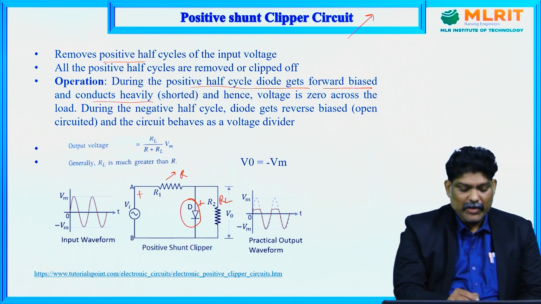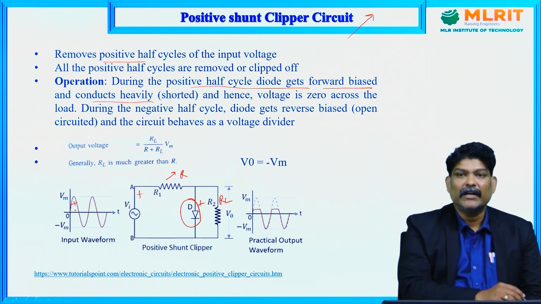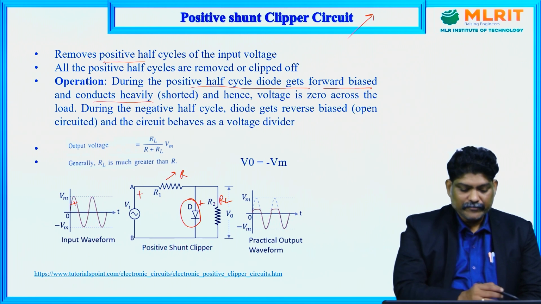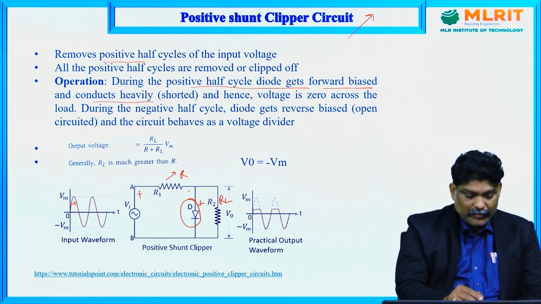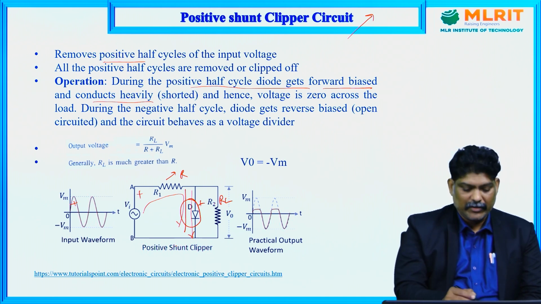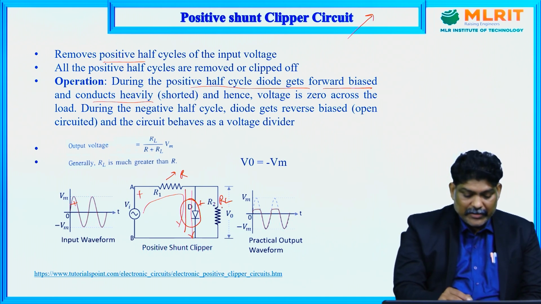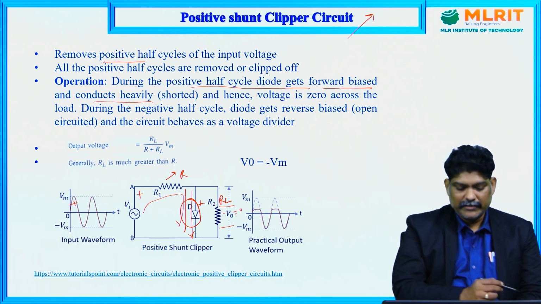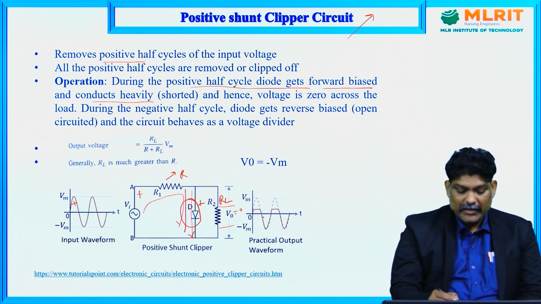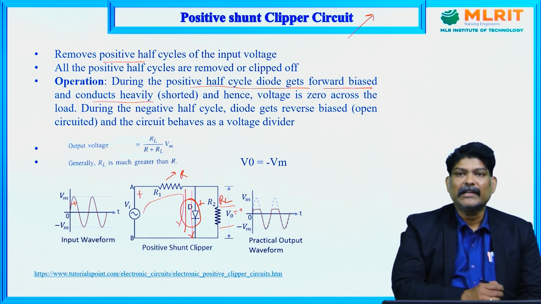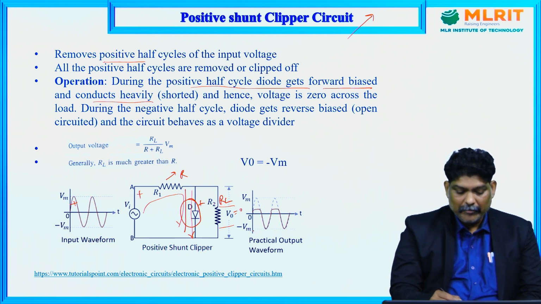During the positive half cycle of the input, the diode gets forward biased and conducts heavily. The diode acts as a short circuit. So whatever input voltage we have applied will appear across the diode. That means there is no output voltage across the load resistor. This represents that the positive portion will be clipped off. Only you will get minus Vm.